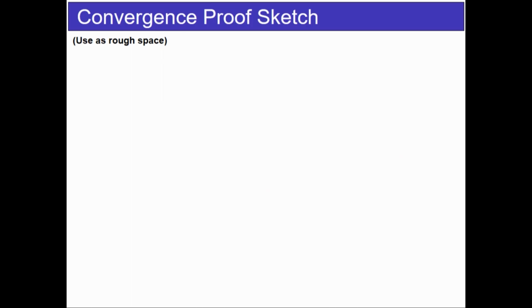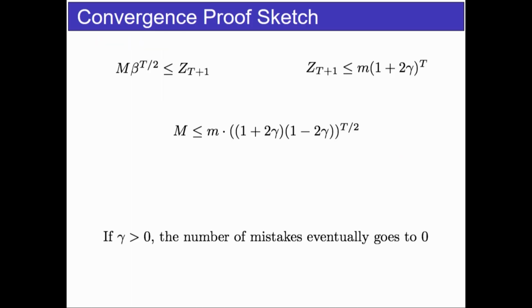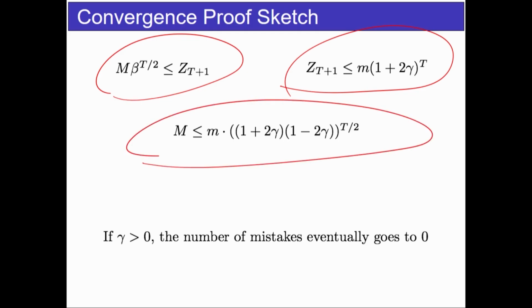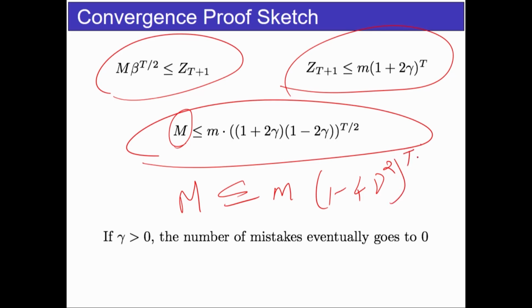And you can basically put those both together, which is basically your zt plus 1 is greater than or equal to... zt is growing fast, but zt is growing slow. So there are two contradictory statements, but both are true. That means you can put them together and you will get this. That means that m, your total number of mistakes, is less than or equal to m times, this is just algebra, don't worry about it, 1 minus 4 gamma squared to the power t by 2.